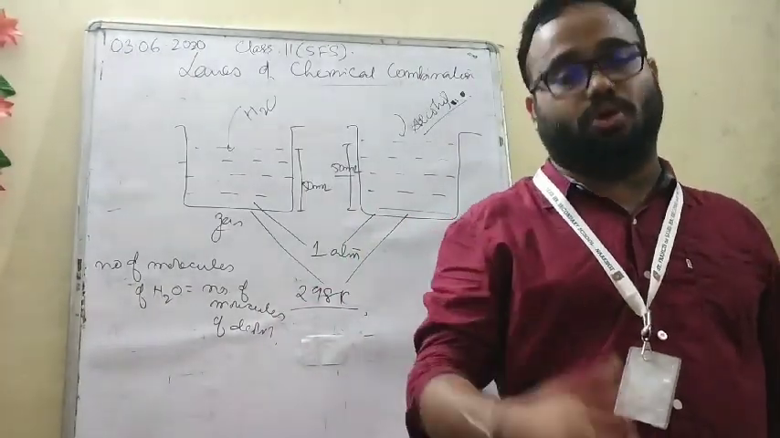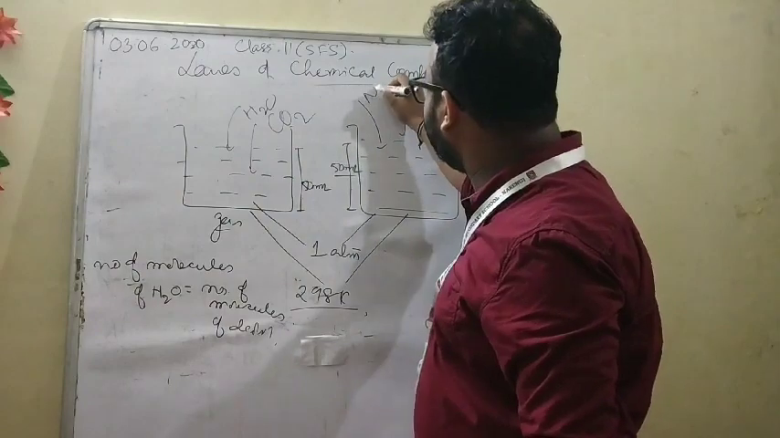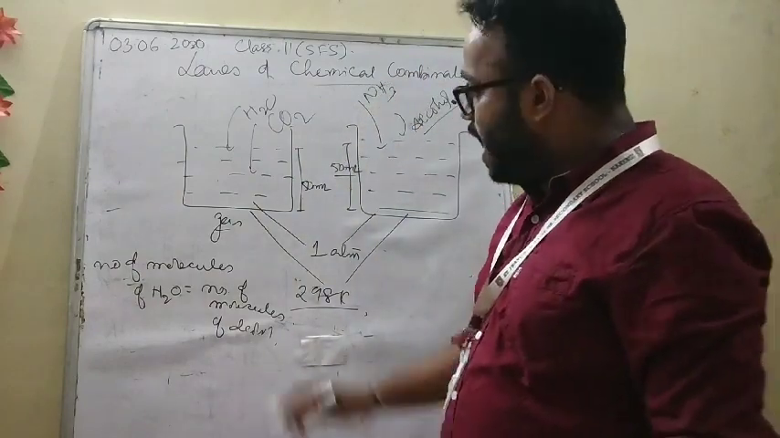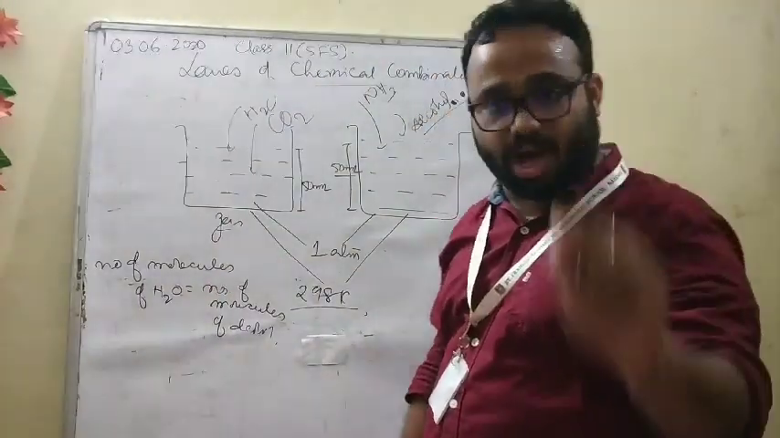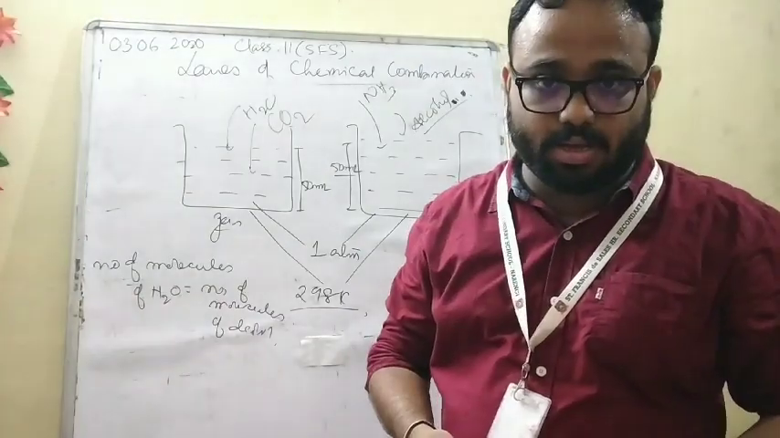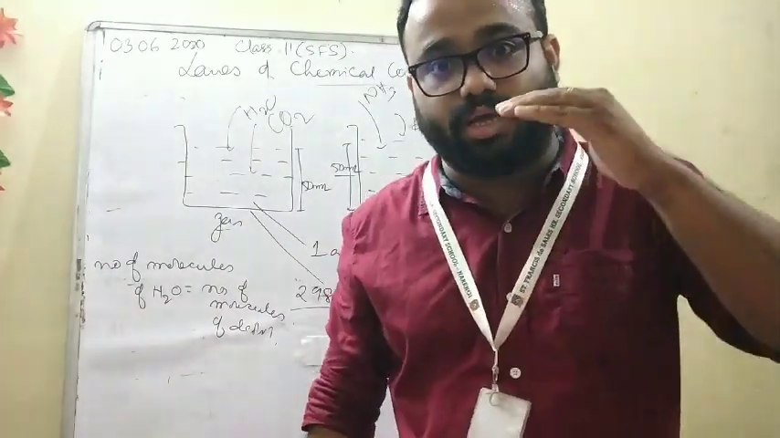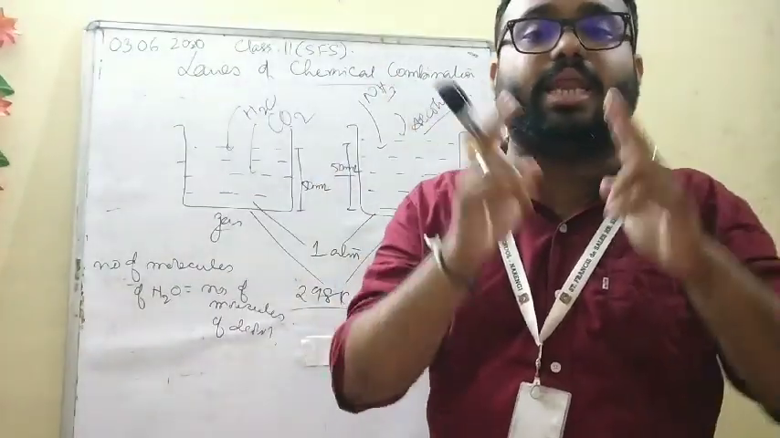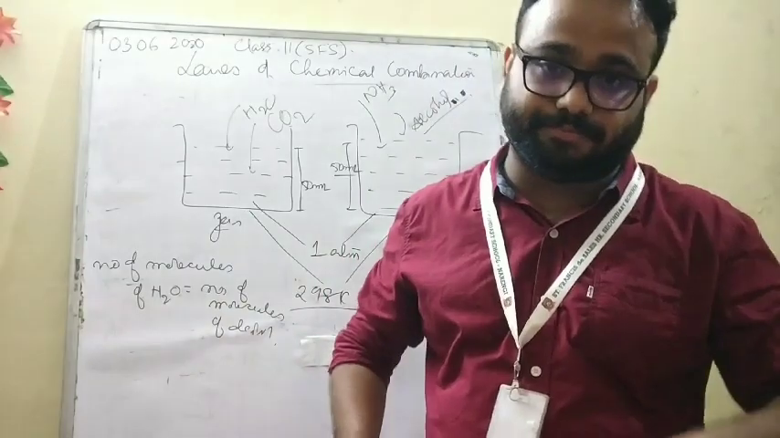That is Avogadro's law. So if suppose I fill it with carbon dioxide and here I fill it with ammonia and temperature and pressure are same, then 50 ml of carbon dioxide mein jitna molecule hoga, 50 ml of ammonia mein bhi utna hi molecule hoga. So temperature and pressure has to be constant. And if the volume is also same, the number of molecules of one gas has to be equal to the number of molecules of another gas.